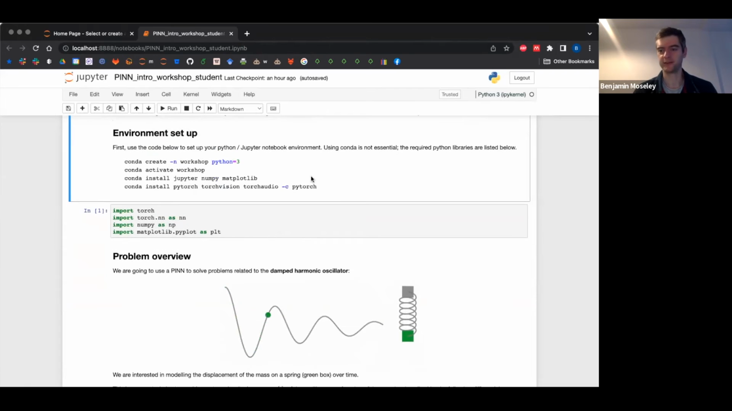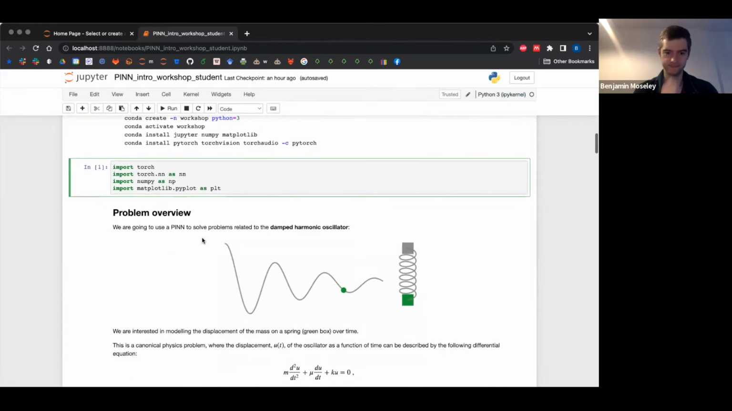So the environment should be very, very simple. I'm going to assume that you understand basic Python and basic PyTorch, and that's what we're going to be using. So I'm not going to talk about exactly how to set up your environment, but it should be very simple. You just need Jupyter, NumPy, Matplotlib, and then PyTorch is the platform that we're going to be using to code it up. So we're just going to import all of our modules here.